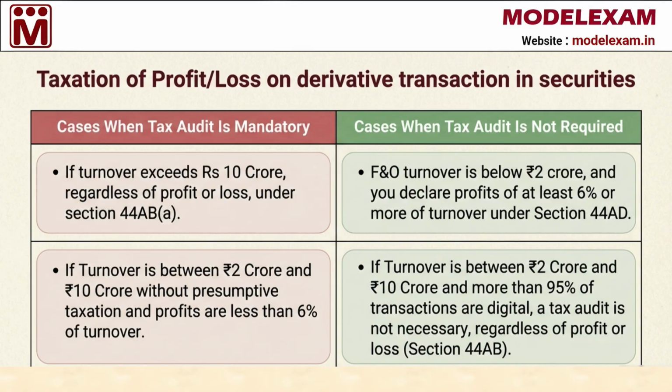However, if your trading becomes very large, you might be required to have a formal tax audit. This is mandatory if your turnover exceeds 10 crore rupees. If your turnover is between 2 crore and 10 crore rupees, you only need an audit if your profits are less than 6% and you are not using the simpler presumptive tax system. Interestingly, if more than 95% of your transactions are digital, you might not need an audit even with a high turnover.